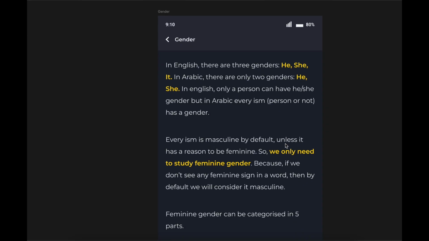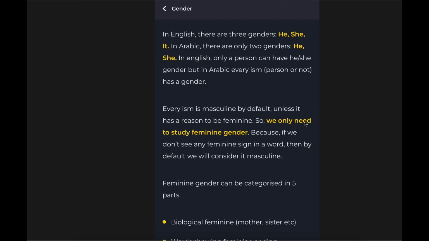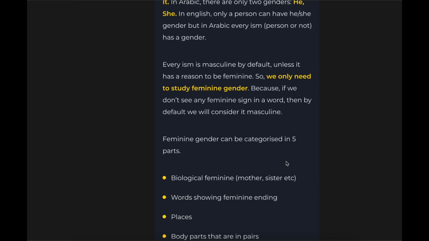And in Arabic, basically every ism, whether it's a person or not, can have a gender. For example, chair, table, book, sun, moon, heaven, hell. All these things, they have a gender grammatically. And in Arabic, every ism by default is masculine, unless you can prove that it is feminine. And if it shows the signs of feminine, then it's feminine. Otherwise, by default, it's masculine.